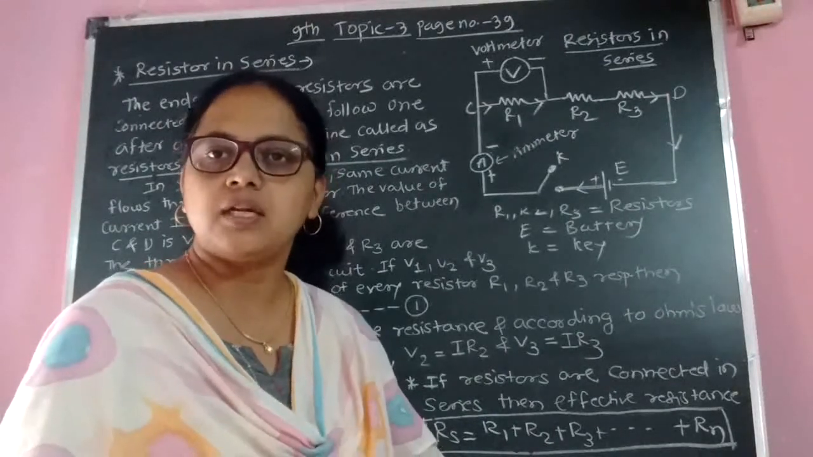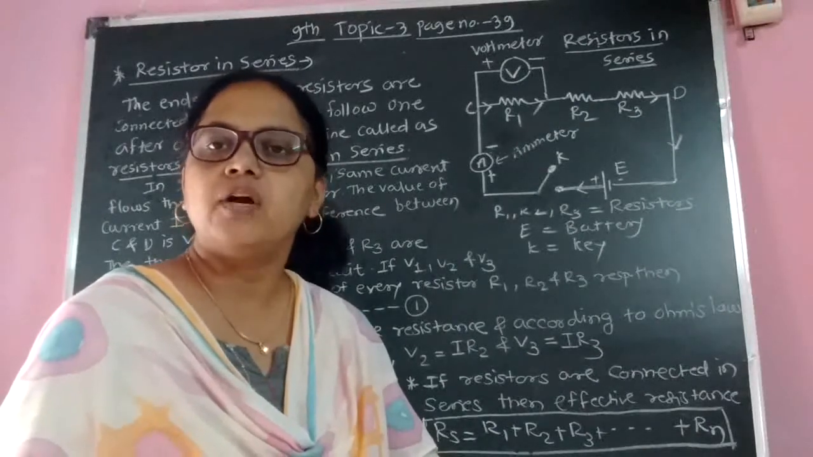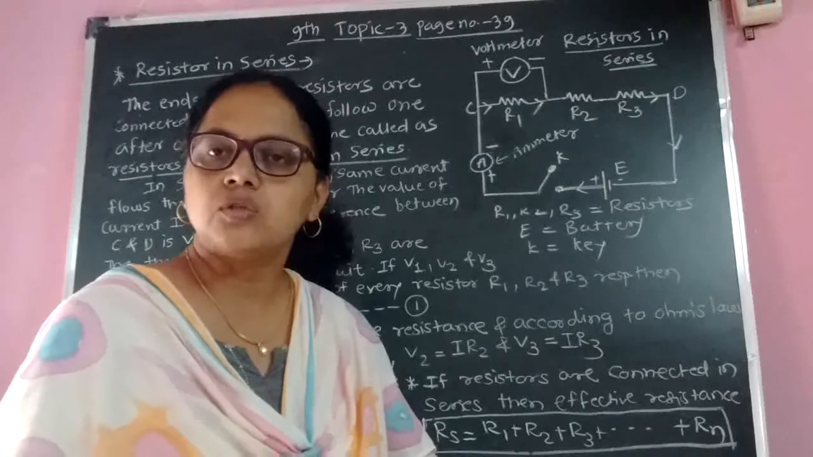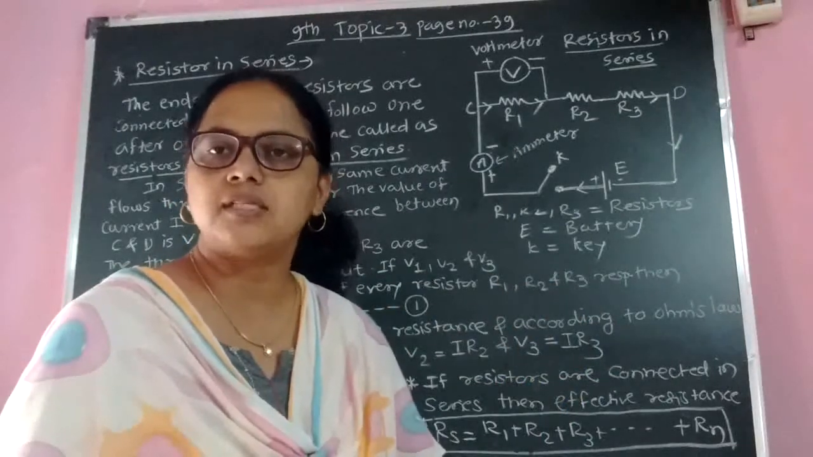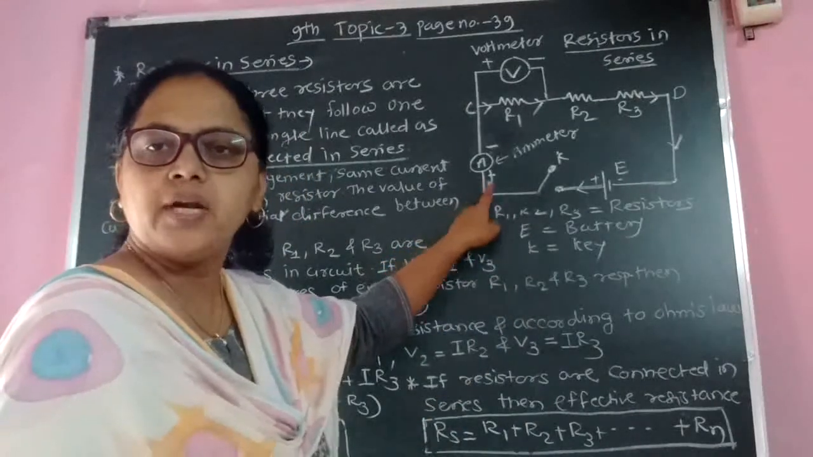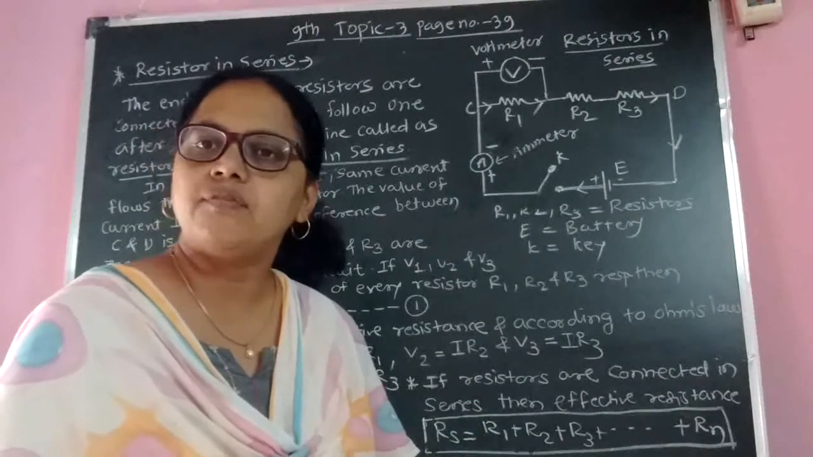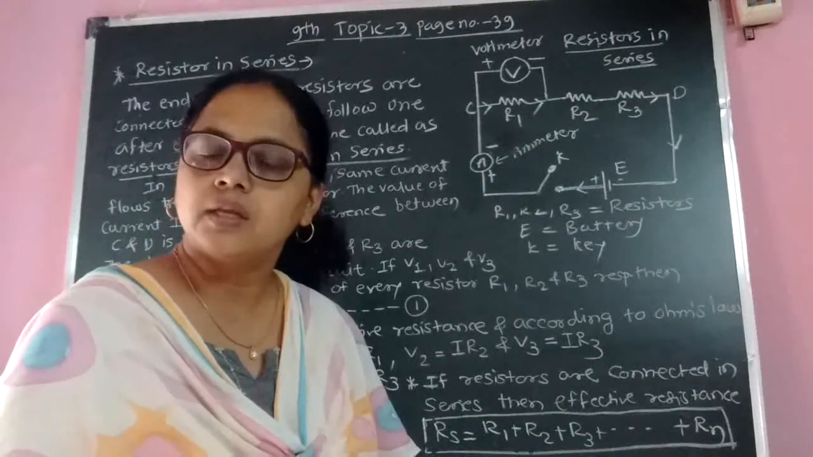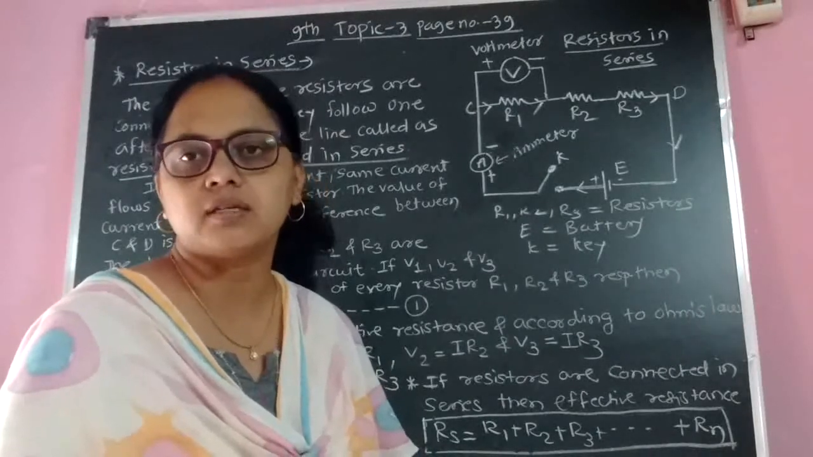Now you can see here in this electric diagram, three resistances are connected one after another. So they are present in a single line. Such an arrangement is called resistors in series. You can see this electric diagram. Capital A is nothing but an ammeter, which measures the current. Capital V is nothing but a voltmeter. It is used to measure the voltage or potential difference present in the electric circuit.